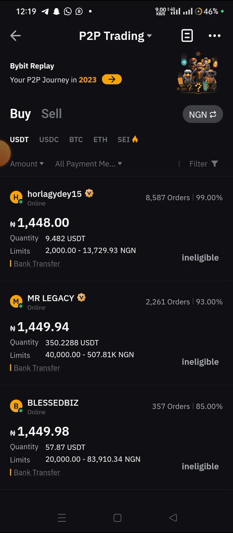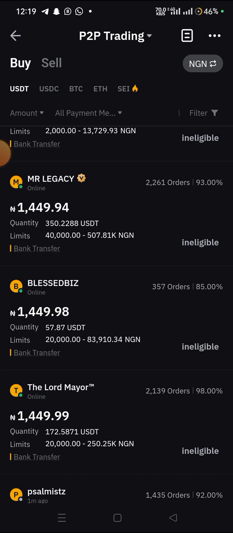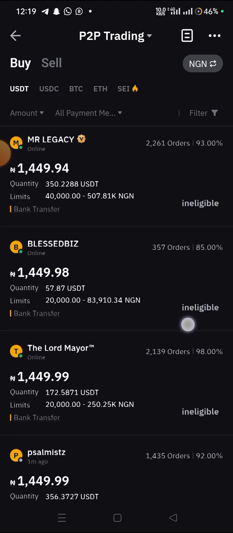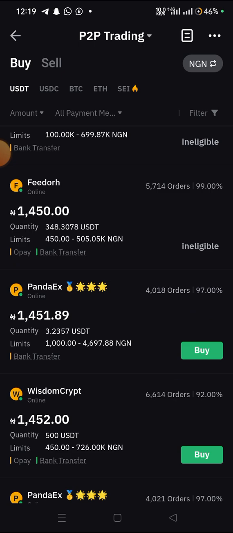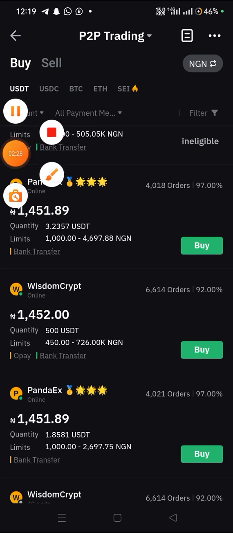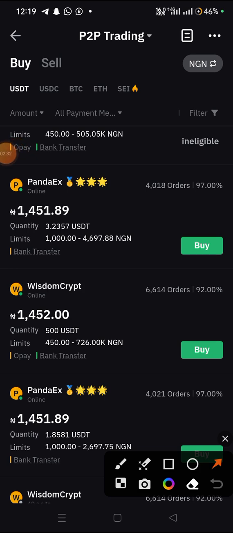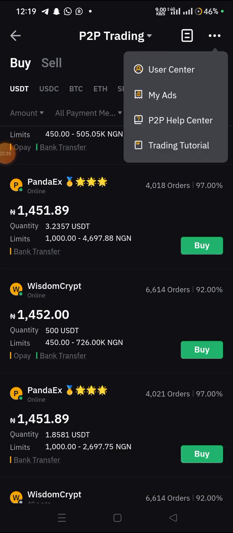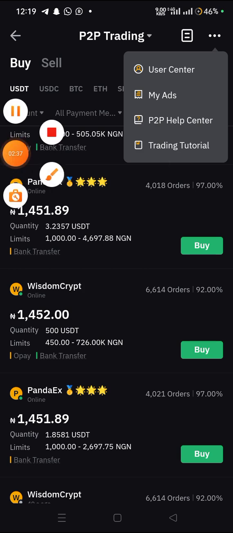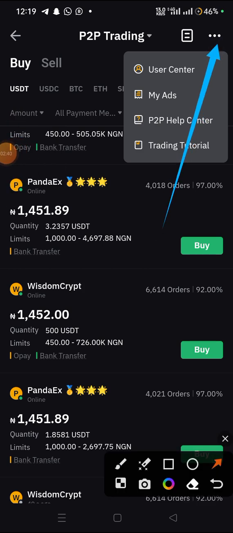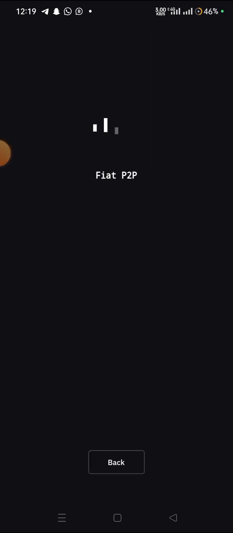As we can see here, these are the traders, the people that place ADs because they want to buy USDT or sell USDT. You can buy from them here on Bybit P2P trading by clicking on buy. For example, let's say you want to place your own AD. The first thing to do is to click on the top up here, then it's going to show you this. Click on my ADs.